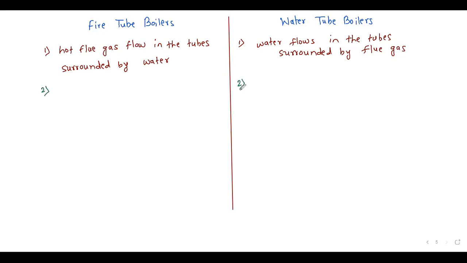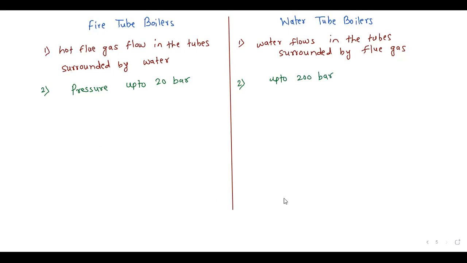Then the second point. Fire tube boilers are basically low pressure boilers. The pressure range is up to 20 bar. Due to the large drum diameter, the pressure is less. And in a water tube boiler, because of the smaller drum diameter, it can withstand high pressures, even up to 200 bar. So this is about the pressure range.